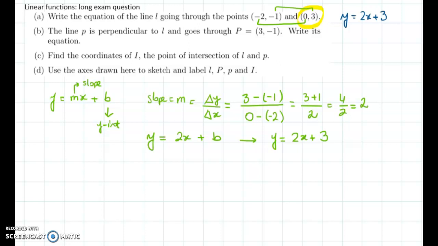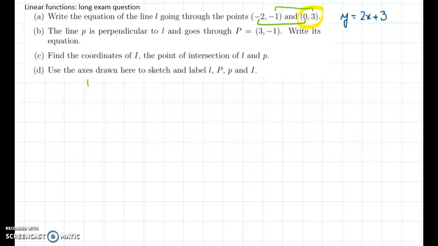I'm going to erase the work I did, not because it's not important. It's very important, and definitely in the exam you have to include it, just because I need to make space to keep going. So let's look at part B. Part B says, oh, this was the line L. Let me write the name over here as well.